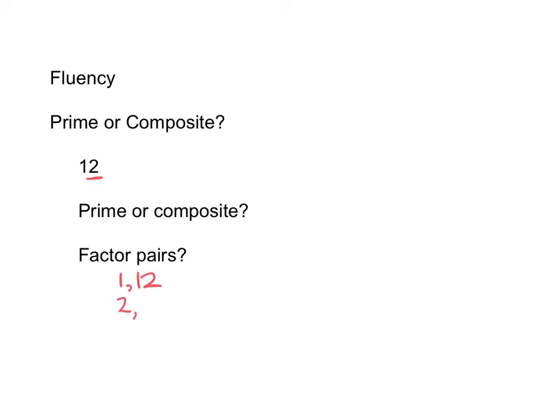2 and 6, because 2 times 6 equals 12. 3, is 3 a factor? Yes, it is. 3 and 4, 3 times 4. We've already got 4 written down. Is 5 a factor? No, it's not, because it doesn't end in a 0 or a 5. And 6 is a factor, but we already have 6 here with 2. So we have listed all of the factor pairs for 12.